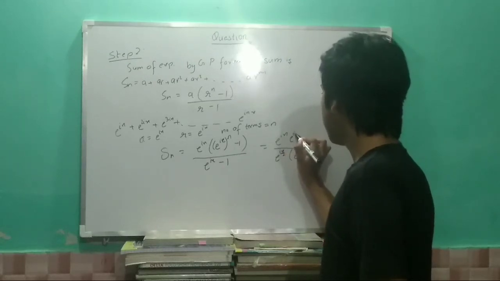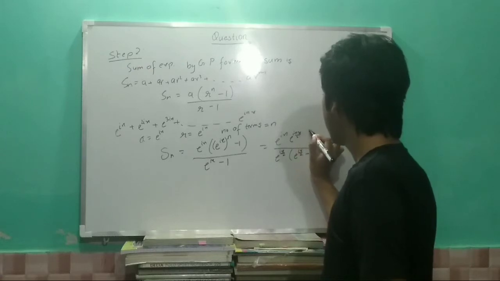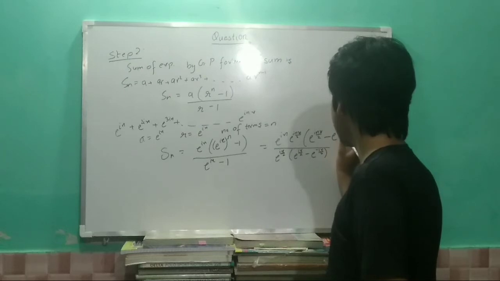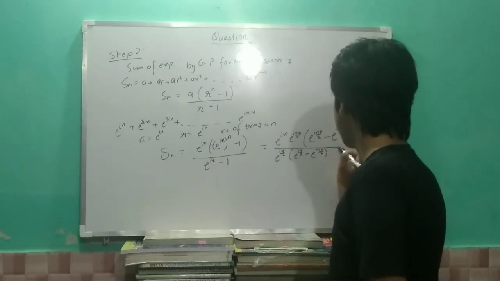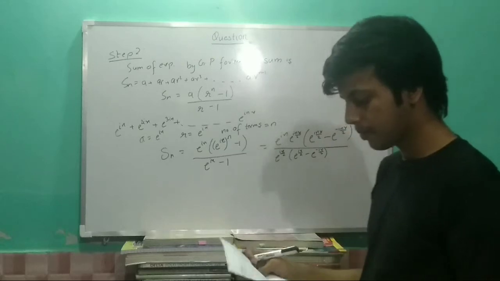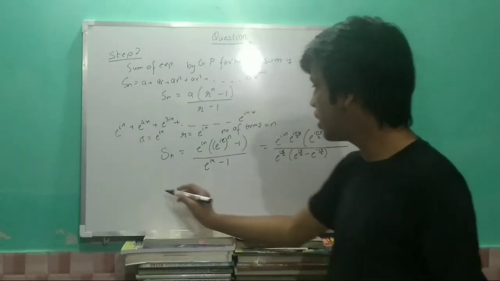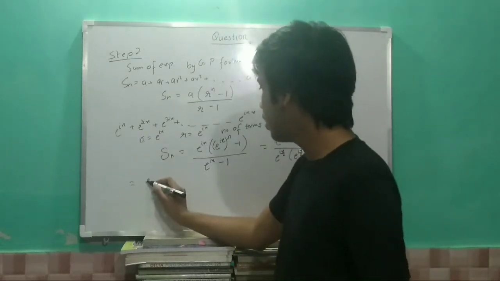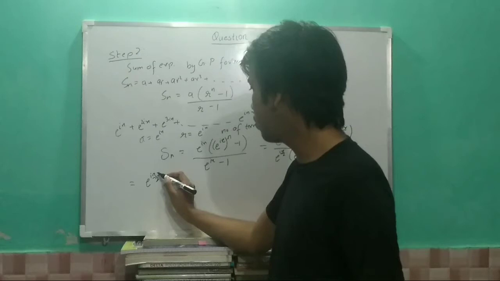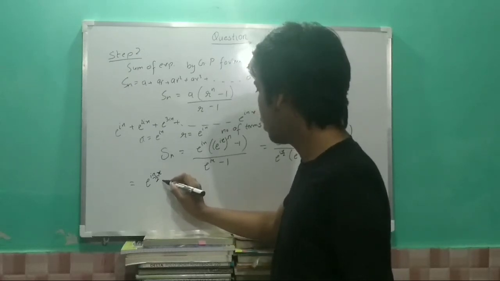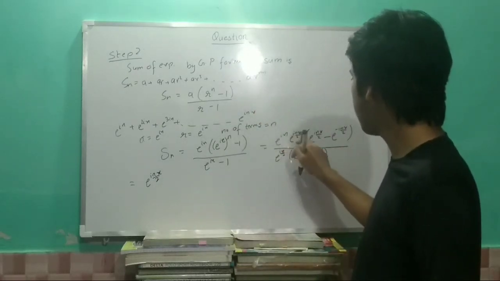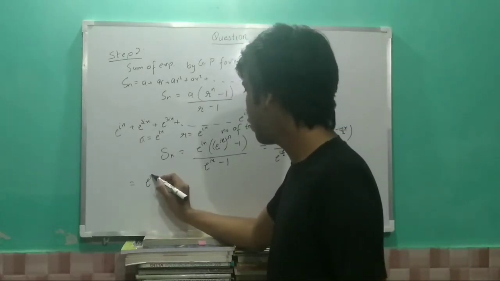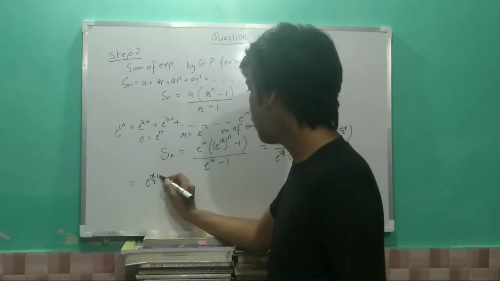and e to the power inx by 2, e to the power inx by 2 minus e to the power minus inx by 2. In the next step, we know this will cancel this, and e to the power inx by 2, e to the power ix by 2 into e to the power ix by 2, e to the power ix by 2 n plus 1.